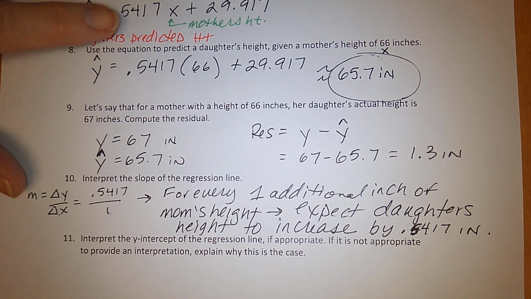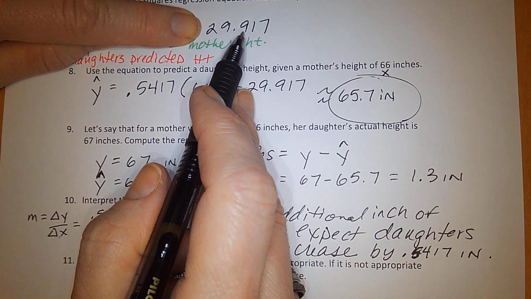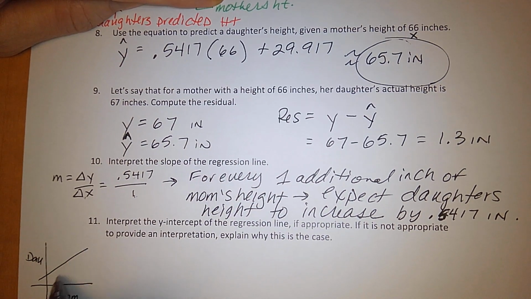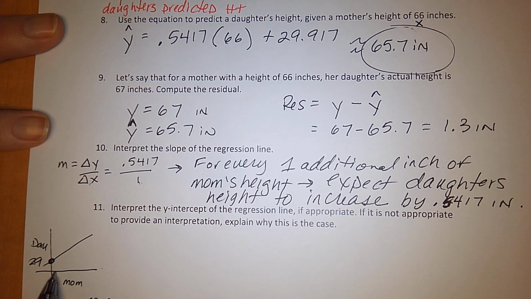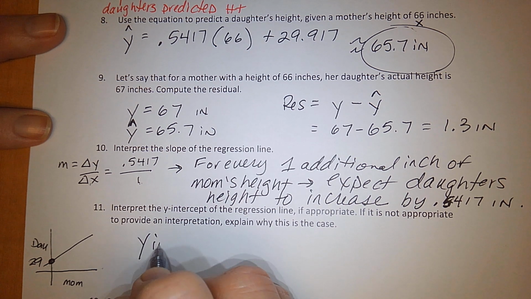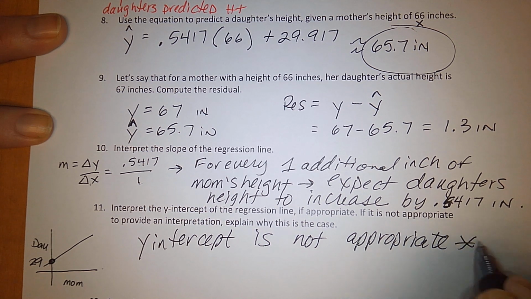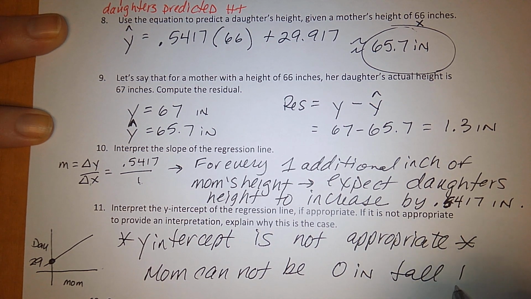Interpret the y-intercept. Remember, this is the y-intercept up here. Remember, it's y equals mx plus b, so this is the y-intercept. So we're going to use 29.9 in a sentence. Let's again look at the graph. So this was mom's height, and this was daughter's height, right? And they were positively associated. So this point right here is 29, according to the y-intercept. This is saying when mom is 0 inches tall, we would expect the daughter to be 29 inches tall. But that doesn't make sense. In this case, the y-intercept is not appropriate. Mom cannot be 0 inches tall.